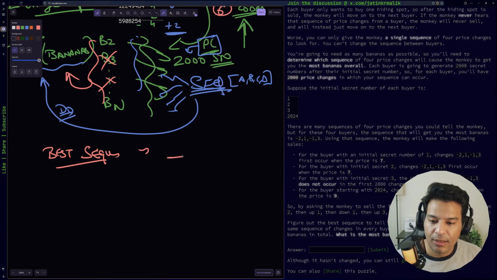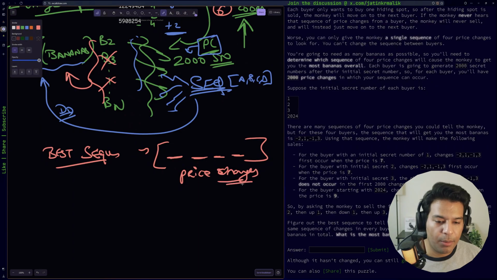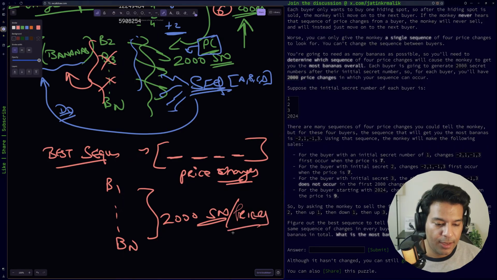So now our answer here is to find the best sequence of 4 continuous price changes that we can give to our monkey across all buyers B1 to Bn, for up to 2000 sequence numbers or prices that are there to find that.